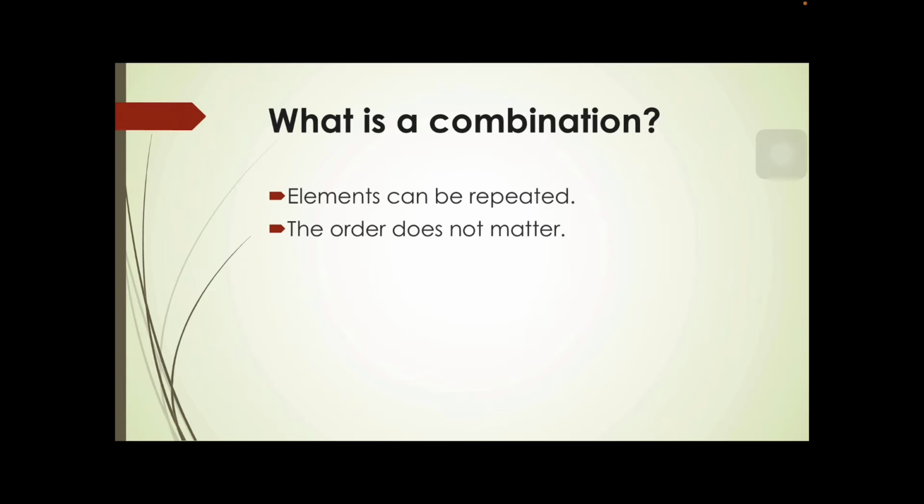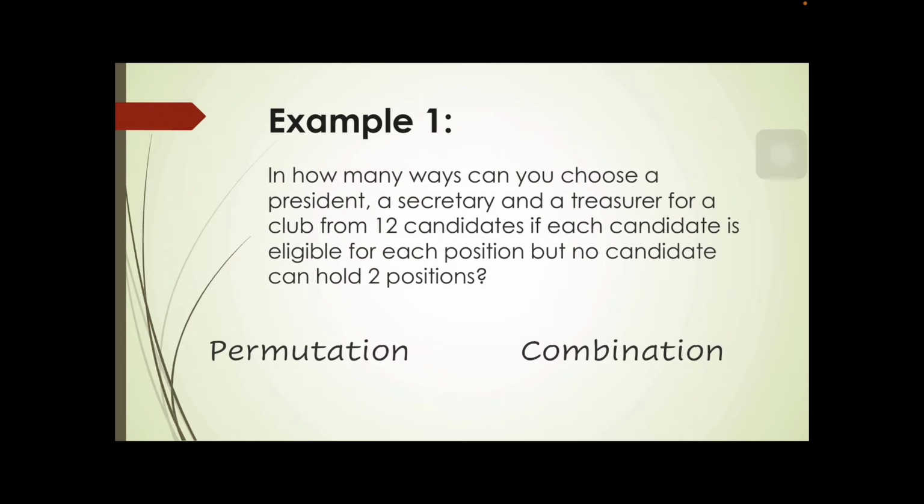Okay? Now, we're going to be looking at some examples and we're going to differentiate kung sila ba ay permutation or combination. So, the first one is, in how many ways can you choose a president, a secretary, and a treasurer for a club from 12 candidates if each candidate is eligible for each position, but no candidate can hold two positions. So, ganun naman po talaga, di ba? Hindi naman pwedeng president ka na nga, secretary ka pa. So, there should be one person for each position.